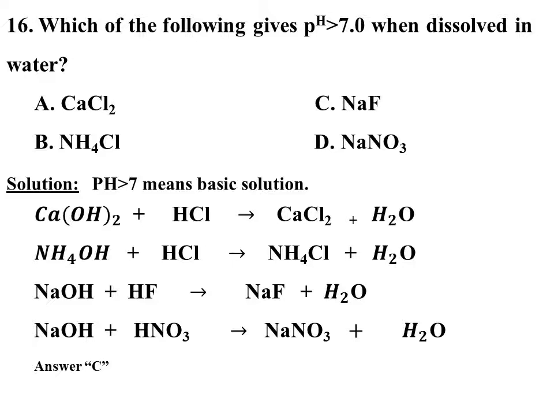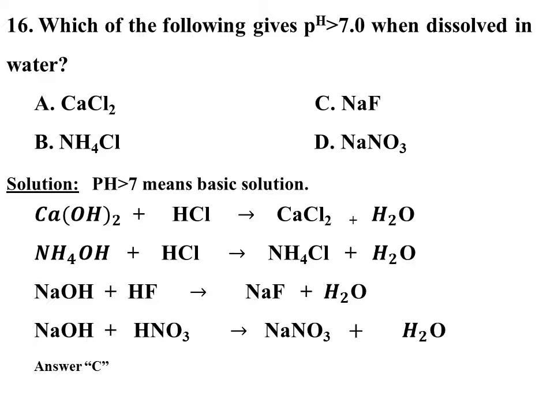Calcium chloride is the salt of the weak base calcium hydroxide and hydrochloric acid, which is a strong acid. Therefore, the solution of calcium chloride is acidic. B is ammonium chloride. Ammonium chloride is formed by the combination of ammonium hydroxide and hydrochloric acid. Therefore, ammonium chloride is the salt of a weak base and a strong acid, hydrochloric acid. Therefore, the solution of ammonium chloride is acidic.